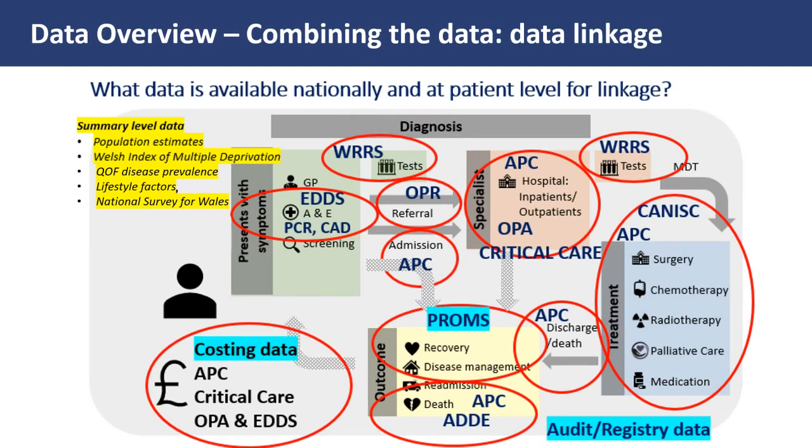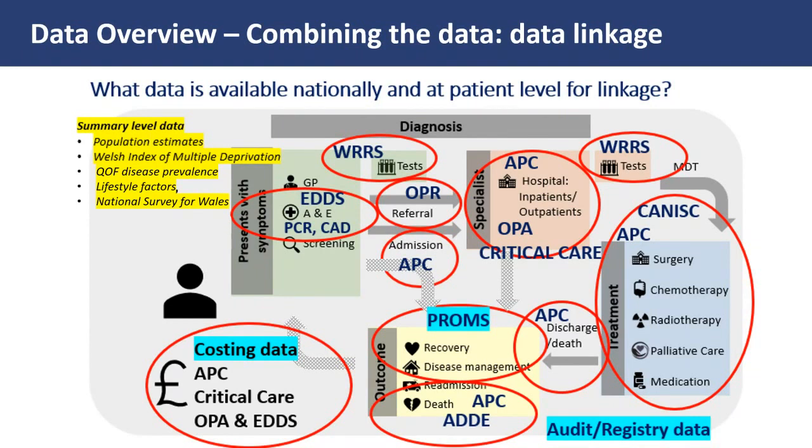So this is a rather busy slide. It's showing what data is actually available nationally at a patient level for linkage. The fact that it's busy provides quite a positive view that we do collect an enormous amount of patient level data nationally. However, these data sets are often set up for specific uses, and using them for different purposes can sometimes lead to flaws in your analysis.